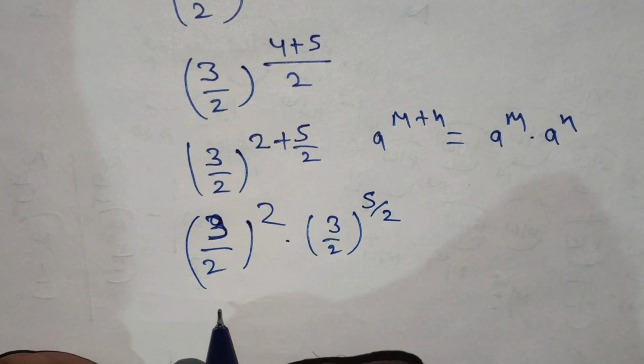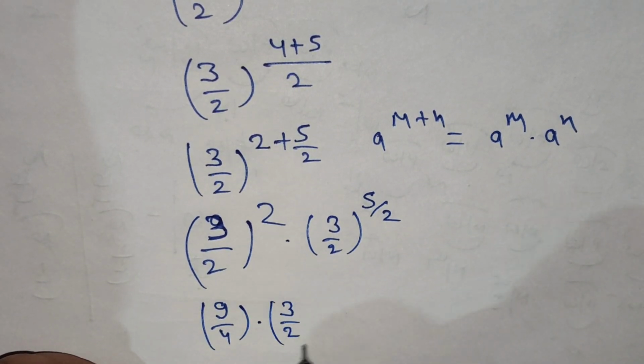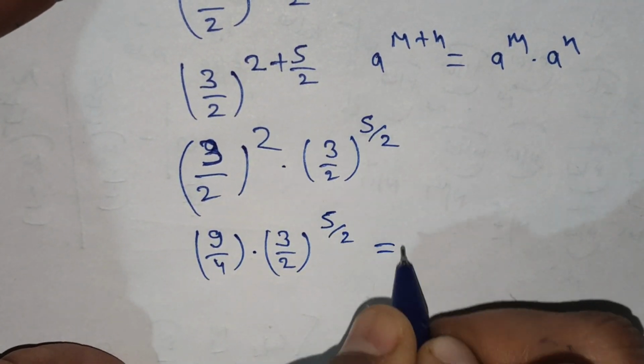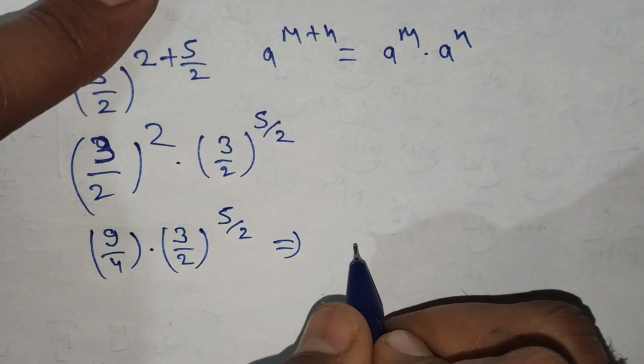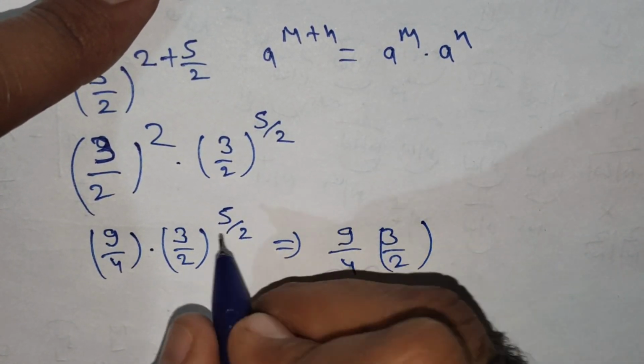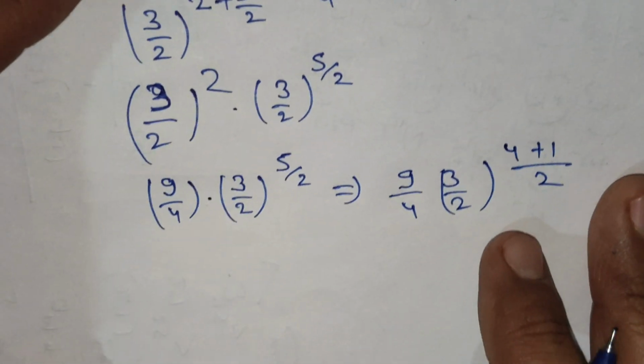Now (3/2) whole squared, 9 divided by 4, (3/2) to the power 5/2. Now as it is, 9/4, (3/2) whole power 5, 4 plus 1 divided by 2.